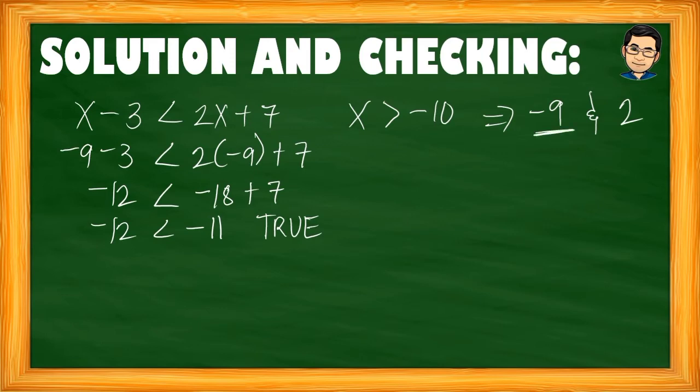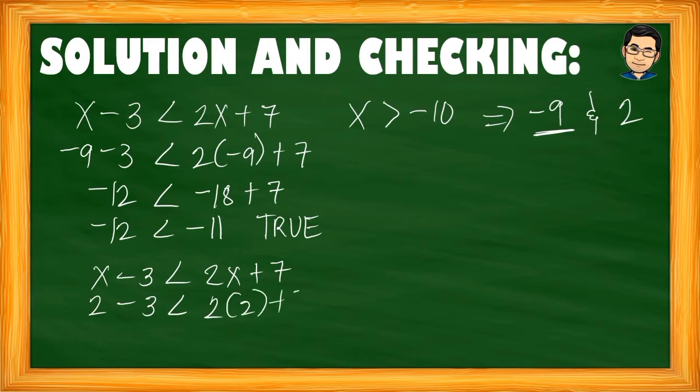What about 2? So x minus 3 is less than 2x plus 7. Let's substitute 2. So 2 minus 3 is less than 2 times 2 plus 7. 2 minus 3 is negative 1, and then is less than 2 times 2, that is 4, plus 7, which is 11. Is it correct that negative 1 is less than 11? Yes. So this is also a true statement.